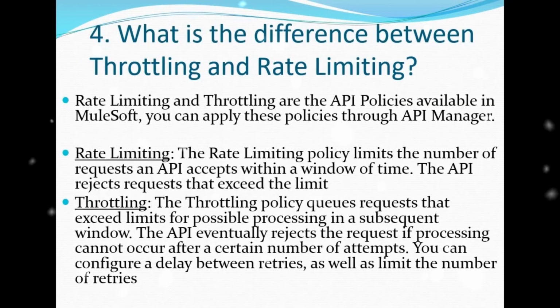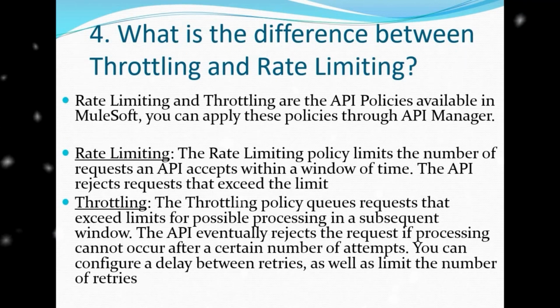4. What is the difference between throttling and rate limiting? Rate limiting and throttling are the API policies available in MuleSoft. You can apply these policies through API Manager. Rate limiting: the rate limiting policy limits the number of requests an API accepts within a window of time. The API rejects requests that exceed the limit.